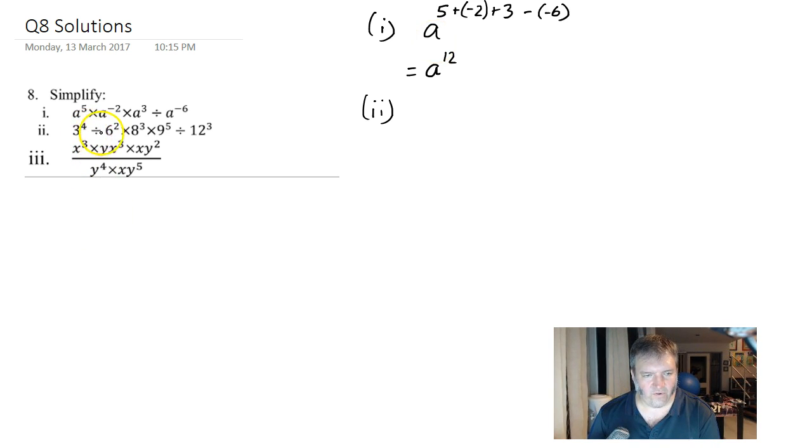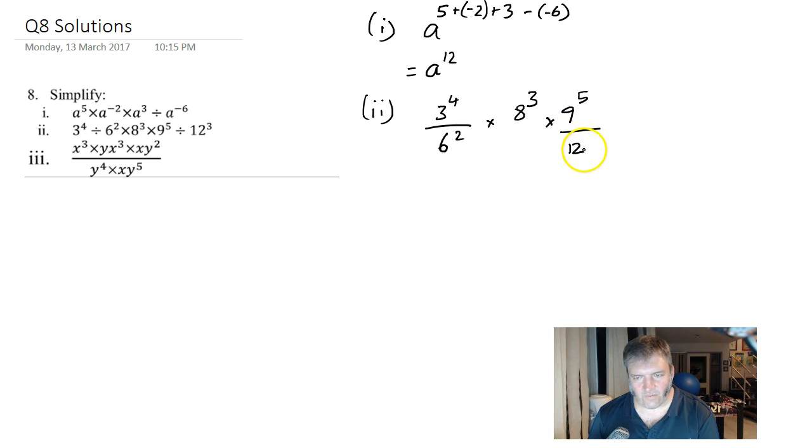This is 3 to the power of 4, divided by 6 squared, multiplied by 8 cubed, multiplied by 9 to the power of 5, divided by 12 to the power of 3. This one you do need to be a bit more careful. When you've got division and multiplication, you work them out going left to right. So here I've got 3 to the power of 4 divided by 6 to the power of 2, multiplied by 8 to the power of 3, multiplied by 9 to the power of 5, divided by 12 to the power of 3. And that's the way you should be working out that one.